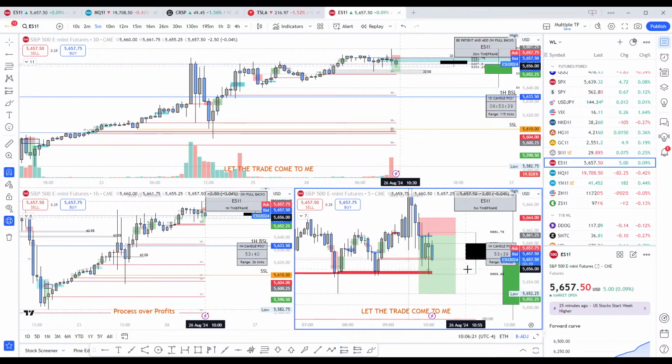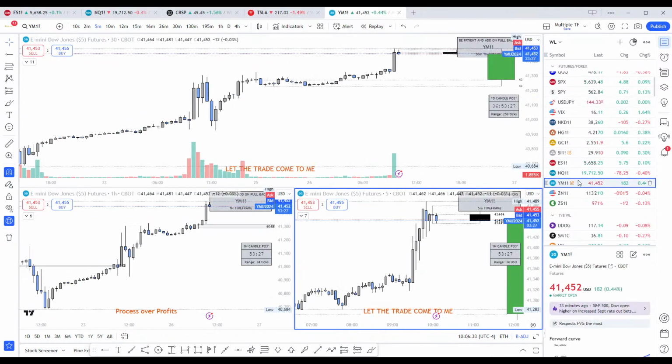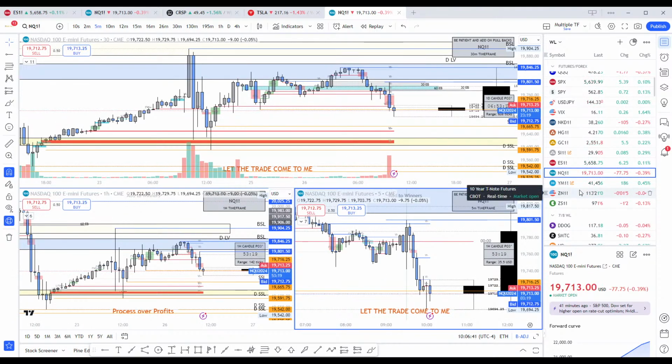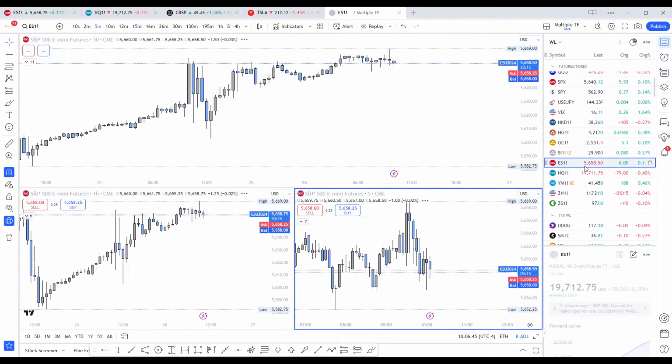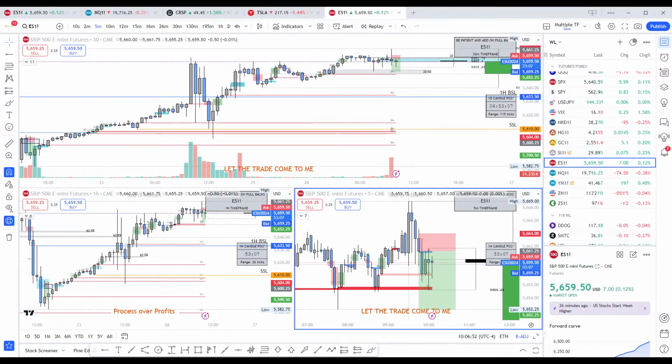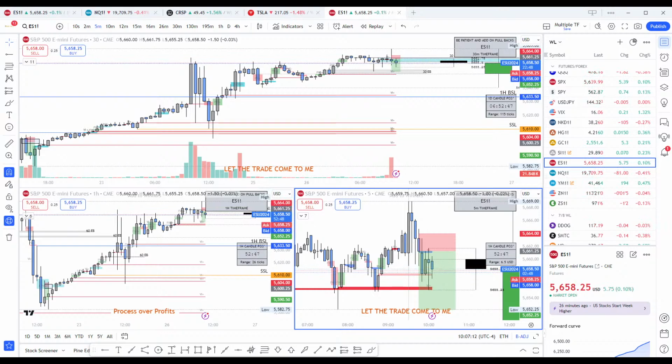Pretty much need to see a close below this 5-minute here. And Dow is still ripping to the moon. 5-minute on NQ, we need to see a close below 716. 5-minute on ES, we need to see a close below 57. Still up 237.